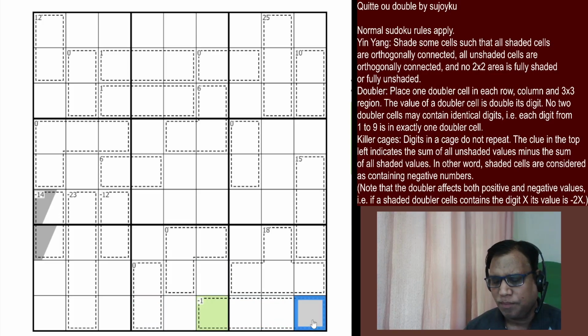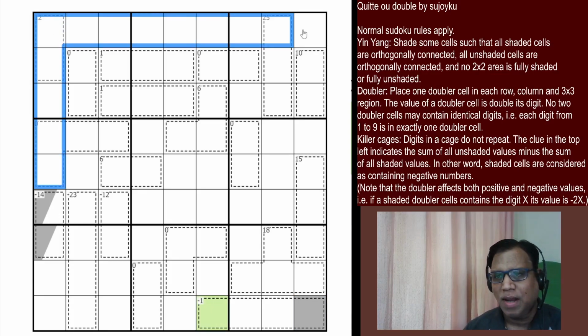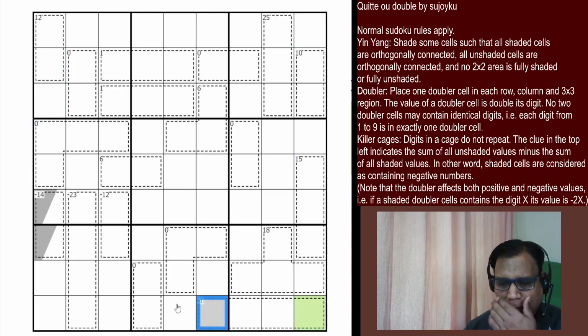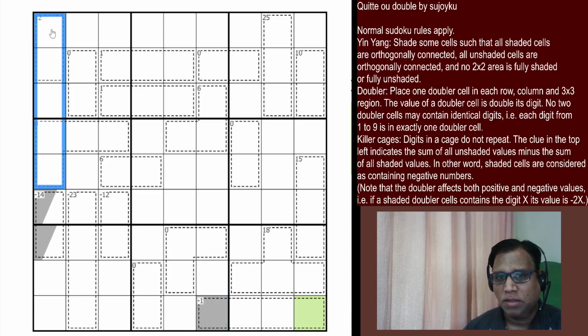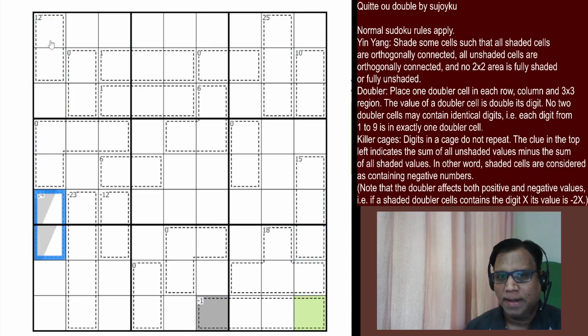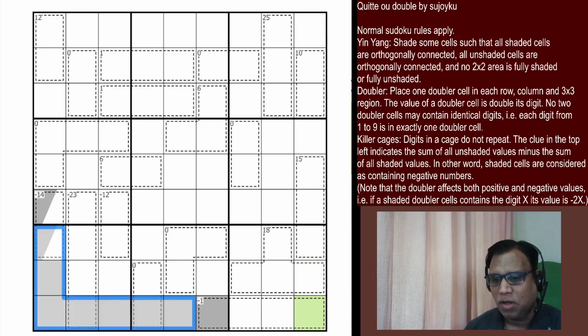So if this is shaded and this is unshaded, you will have to make everything of this shaded. That's not possible, and that means this is definitely unshaded, and this is shaded. Now we don't know how far this shading goes, because these both could be shaded and the unshaded could be this. But definitely all these are shaded.